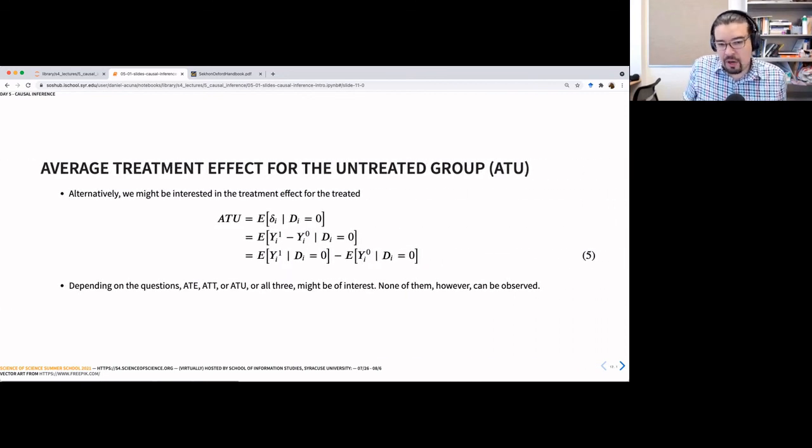Sometimes we are also interested in the opposite: what is the average treatment effect of the untreated? What happens with the people that we don't treat? What would be the average causal effect conditional on the fact that we don't treat them? Now, none of these three things we can observe.